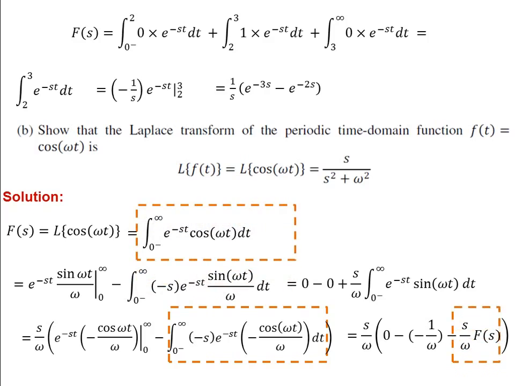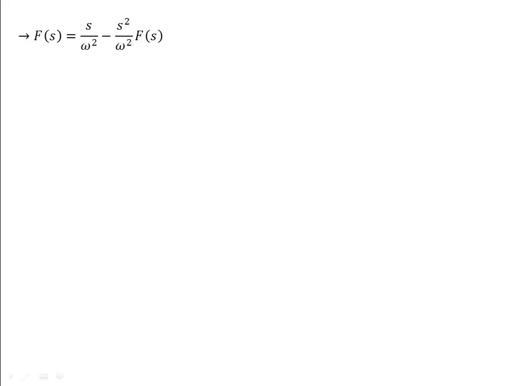So by considering this relation, and considering that F(s), which is the Laplace transform of cosine omega t, is equal to s over omega times (0 minus 0), or in fact 0 plus 1 over omega, minus s over omega F(s). If I consider this one, I have F(s) equal to s over omega squared minus s squared over omega squared F(s). If I bring this F(s) to the left hand side of the relation, I will have (1 plus s squared over omega squared) multiplied by F(s) is equal to s over omega squared.